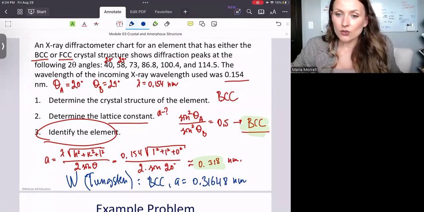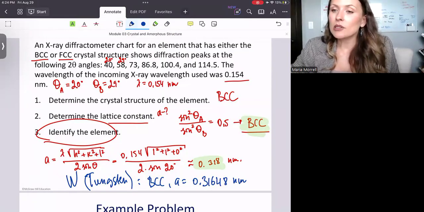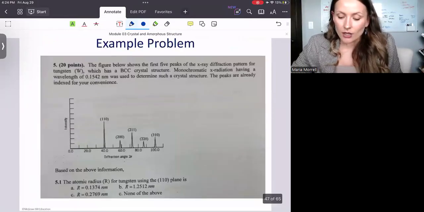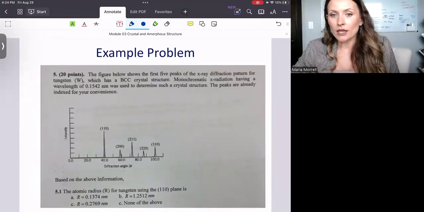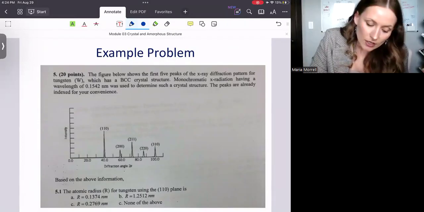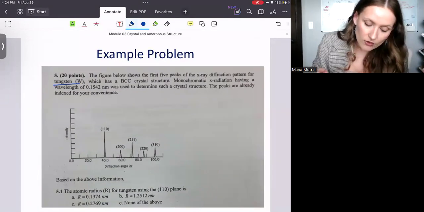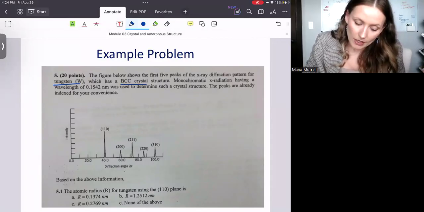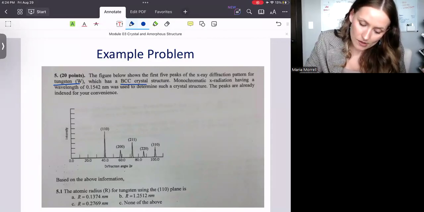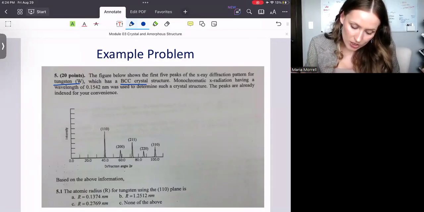Now, for those who would like to practice a little bit more or familiarize yourself with it, I could give you something like that. I believe I took it from a different textbook, right? This is actually a tungsten. It tells you that this is a tungsten, which does have a BCC crystal structure. And in here you need to identify what? Based on the information above, you need to find the radius, right?